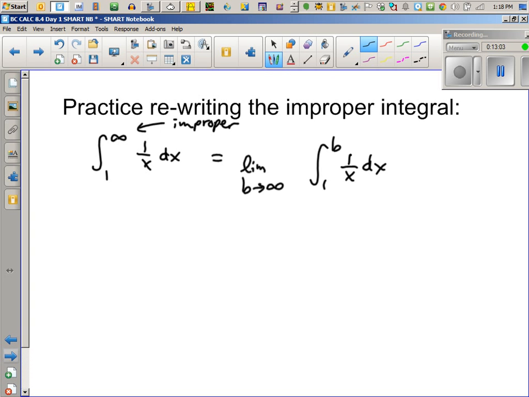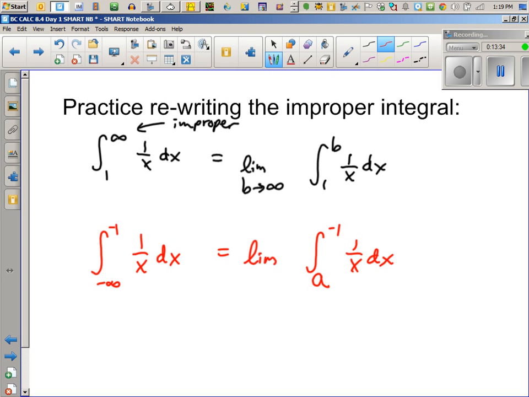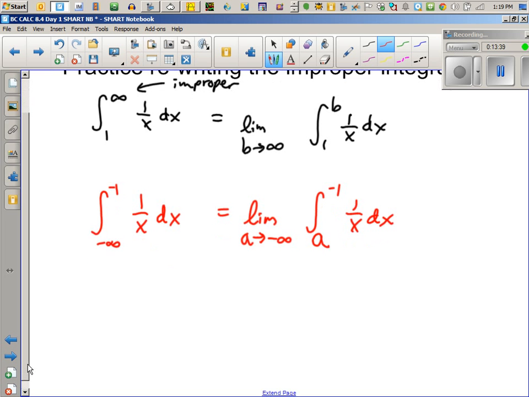How would you convert this red one to proper form? Limit a goes to negative infinity, a to negative 1. Well, yeah, this is definitely okay, the upper limit. Everything's fine. So you said let's change this to an A? Sure. A just means lower limit usually, right? And then we wanted that to be negative infinity, so what do I put out front? Limit a goes to negative infinity. Exactly.